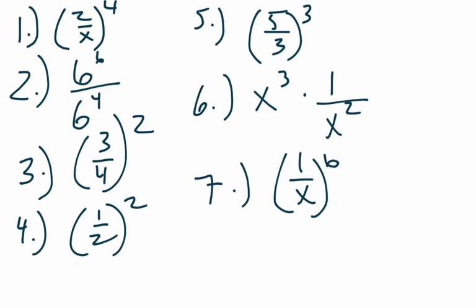So 2 over x all to the 4th, 6 to the 6th over 6 to the 4th, 3/4 all squared, 1/2 all squared. Number 4 is actually something that you are fairly likely to see in some of your higher level math, so it's not a bad idea to look at it. 5 is 5 over 3 to the 3rd power. Number 6 is x to the 3rd times 1 over x squared, and 7 is 1 over x to the 6th power. As always, pause the video, take a moment, work these out on your own, and then unpause the video.